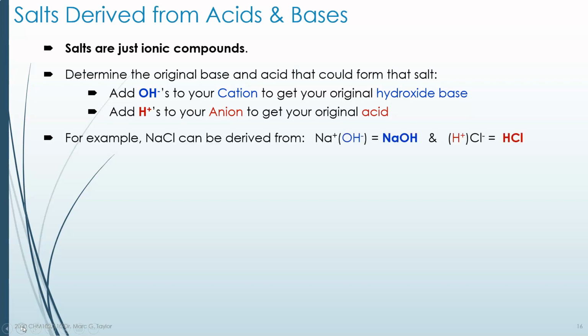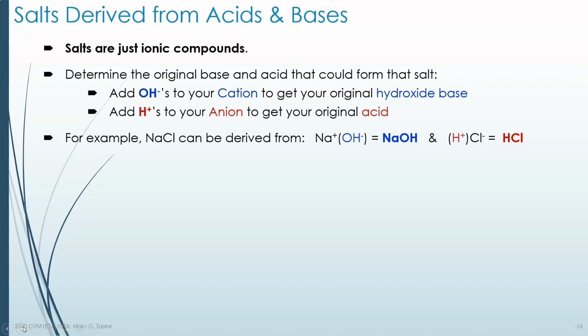Okay, well, what does that look like? Well, if we start with sodium chloride, Na+ and Cl-, and we split the ions apart, and we add an OH- to our positively charged sodium ion, and we add a proton to our negatively charged chloride ion, we would generate sodium hydroxide and hydrochloric acid.